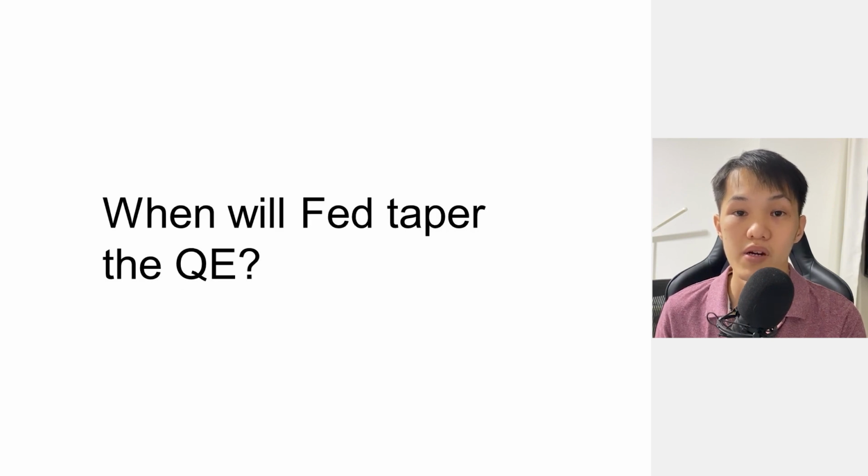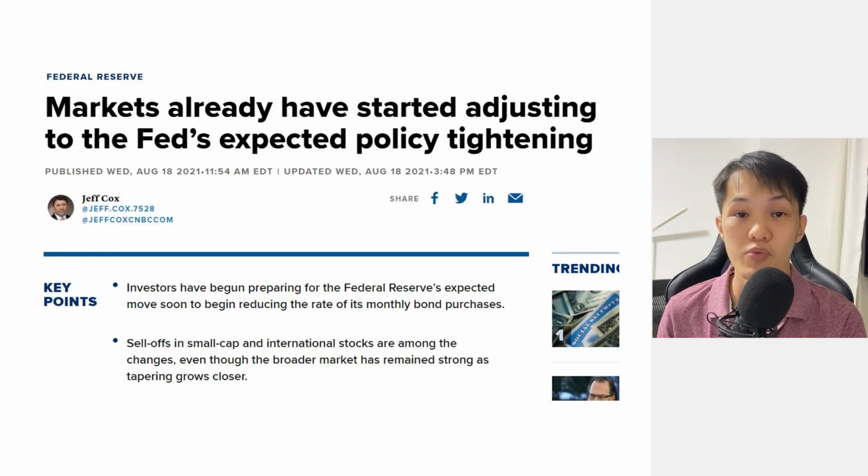Next, when will the Fed taper the QE? I think they will taper the QE soon, probably by end of this year or early next year. Quite a number of Fed governors have expressed that the Fed should taper soon, and the schedule of the tapering may be announced by end of the year. They may taper the purchases gradually till 2022.